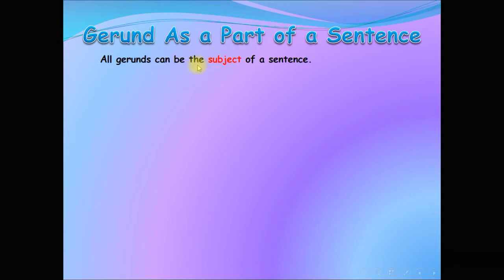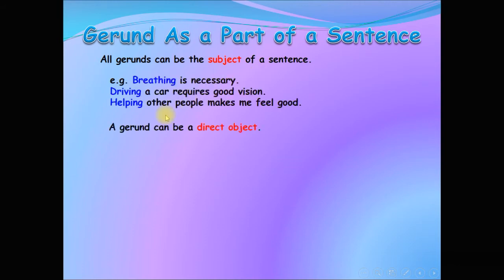A gerund can be the subject of a sentence. For example, breathing is necessary. Driving a car requires good vision. Helping others makes people feel good. Look at this: breathing is put before the auxiliary, so this is the subject. And then driving a car is one subject, and driving here is a gerund because it begins the phrase.